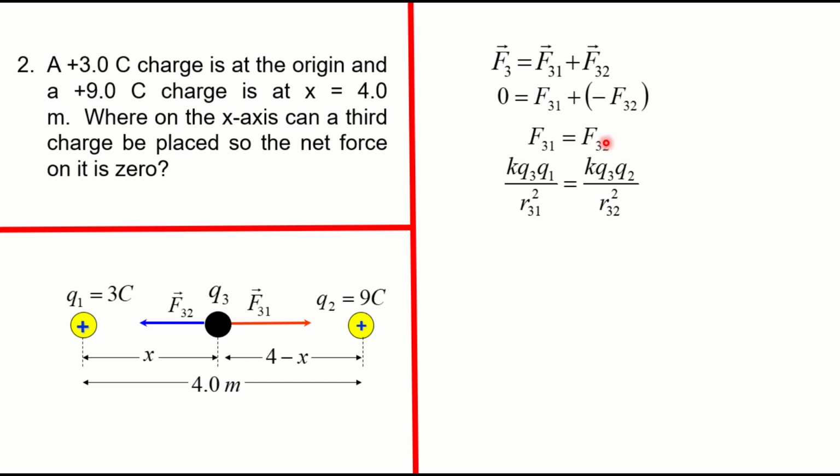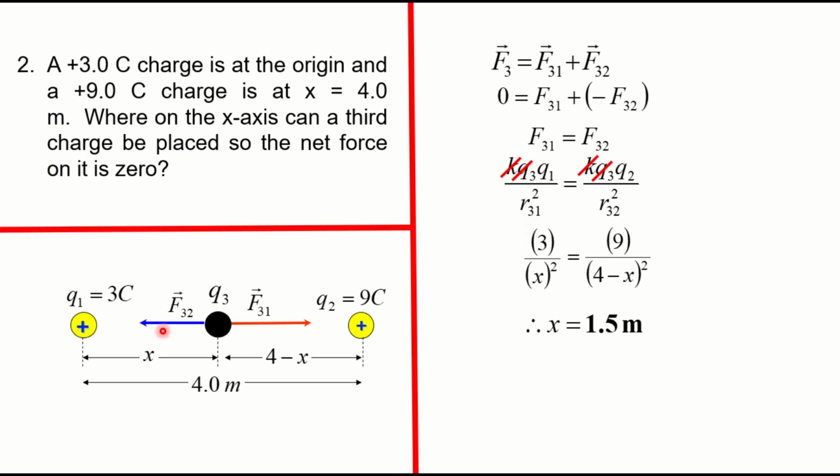Okay, once we've identified that, then we substitute in the electrostatic force formula. F31 is between charge 3 and charge 1, R31. F32 is between charge 3 and charge 2, R32. We can cancel off the K because it represents the same value, and we can also cancel off charge 3, which is also the same. So we are left with this equation, and when you solve it, you will get x equals 1.5 meter.